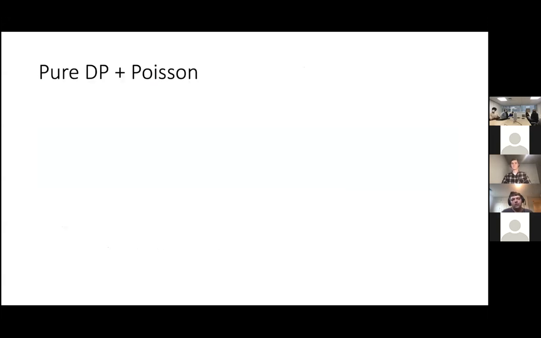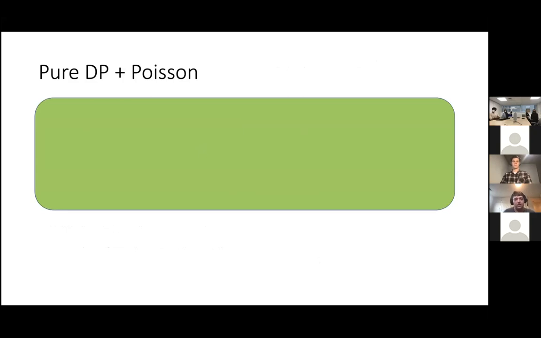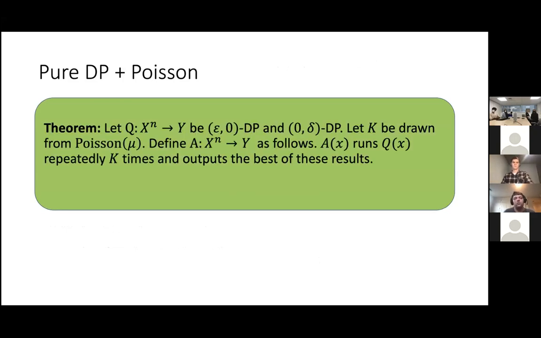Okay, so that was the negative binomial. Let me tell you about the Poisson distribution, which is another very natural thing to look at, because it's a limiting case of the negative binomial. Again, we have some base algorithm which is epsilon 0 differentially private. But now I'm going to make a second assumption: I'm going to assume it's also 0 delta differentially private, so delta is a bound in the total variation distance. I'm going to make these two assumptions.